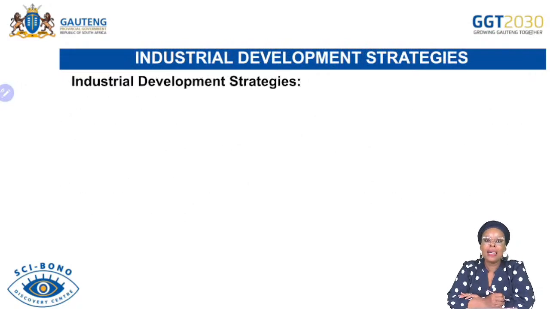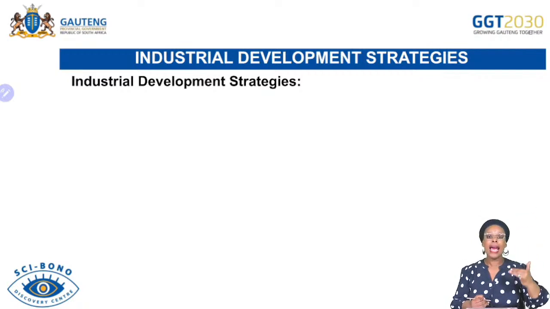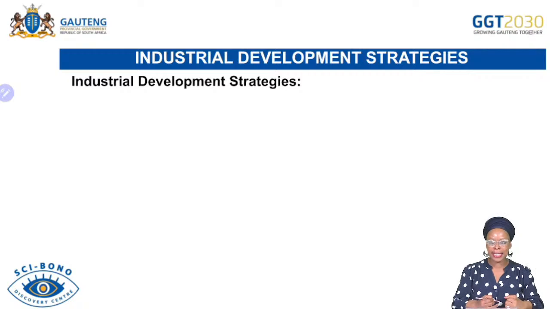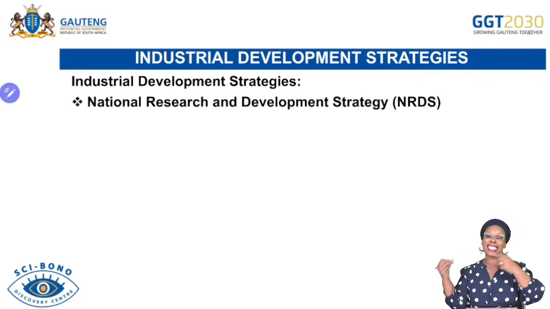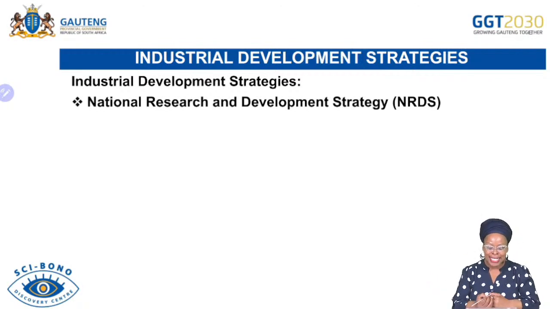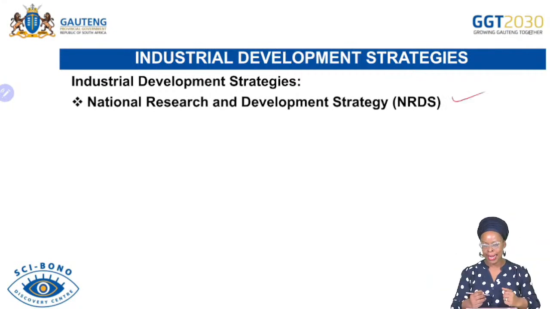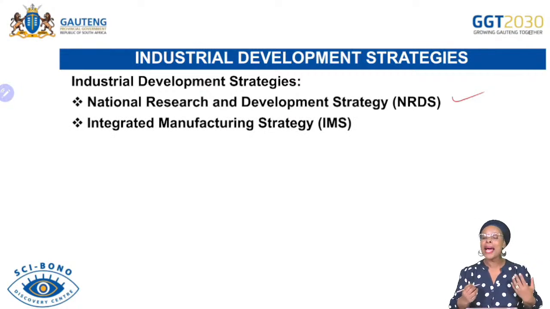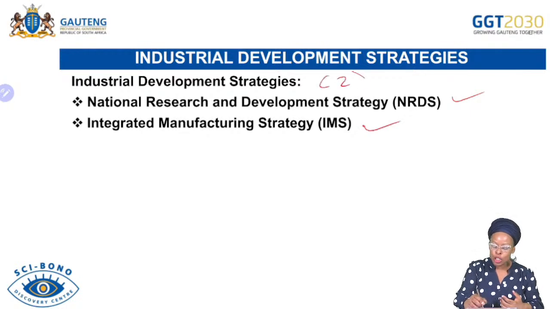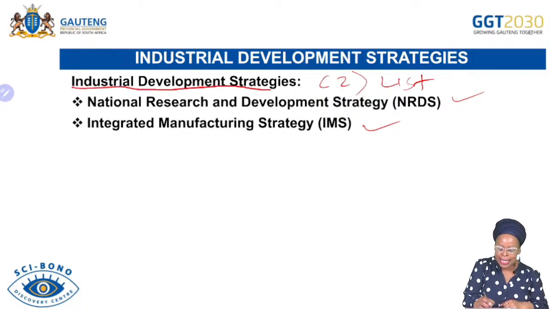We now know that at the higher level, the national level or central level, the NIPF and the IPAP have been formulated as the policies. Then we also have to look at the strategies which will be used to implement these policies. So we have the National Research and Development Strategy, feel free to call it NRDS. We also have IMS, Integrated Manufacturing Strategy. You can be asked for 2 marks to list this. You need to know them, the industrial development strategies.